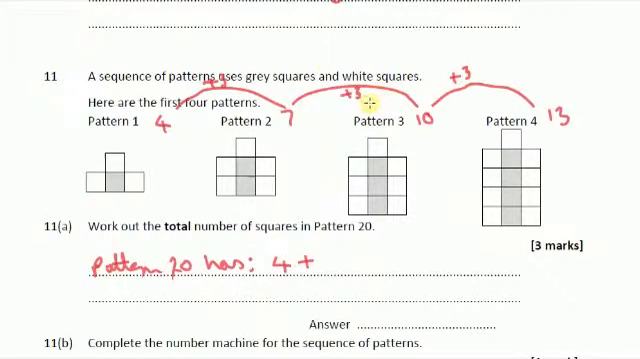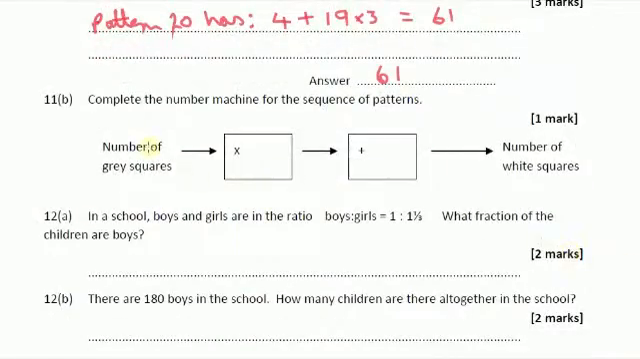To get to pattern number 2, I add 3 once. To pattern number 3, I add 3 twice. So to get to pattern 20, I've got to add 3 19 times. So I've got 19 lots of 3 added to the 4. So I've got 57 plus 4, 61 squares. And the second part, complete the number machine for the sequence of patterns, number of grey squares, multiplied by something, add something, gives a number of white squares.